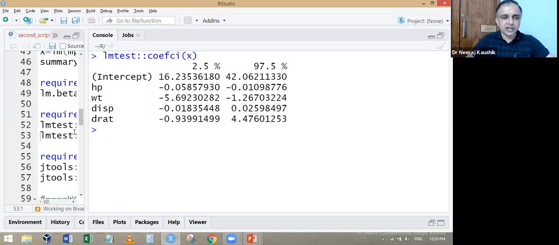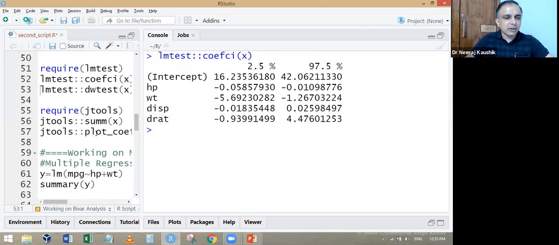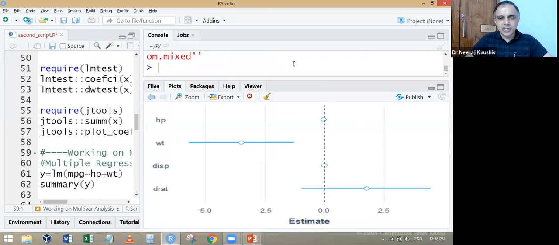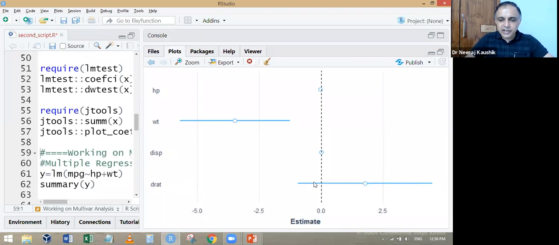These are the same things which I plotted on the chart. Let me plot it once again. So this plot is available in this JTools. Plot these values. It will say, well, this is the value. Check it once again. DRAT is crossing the line. That means 0 falls between these limits. Displacement is actually on the 0. HP appears very, very close to the 0. But weight is never ever 0. So weight is the strongest out of the 4.